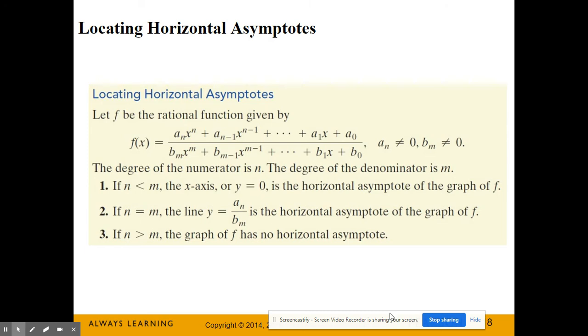If the degree of the numerator is less than the degree of the denominator, then the horizontal asymptote is y equals 0. If those degrees are the same, then you look at the leading coefficients and divide them. So whatever a sub n is, you divide it by b sub m, and that's your horizontal asymptote, y equals that number. If the degree of the numerator is greater than the degree of the denominator, then there is no horizontal asymptote. So first you have to figure out which category you fall in, and if you end up in the second one, then you have a little calculation to do.